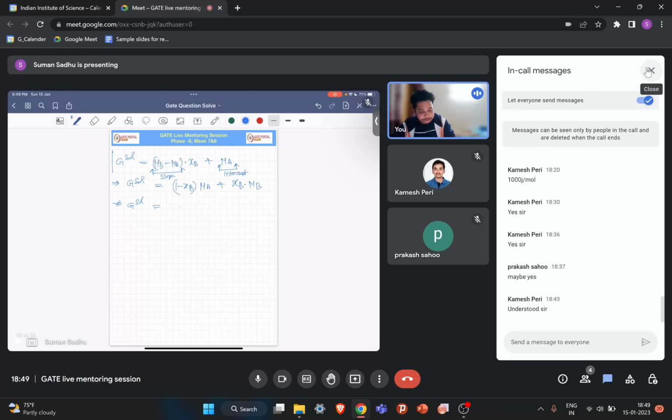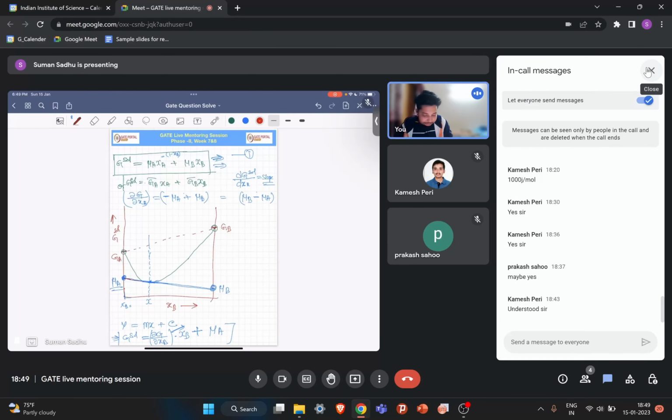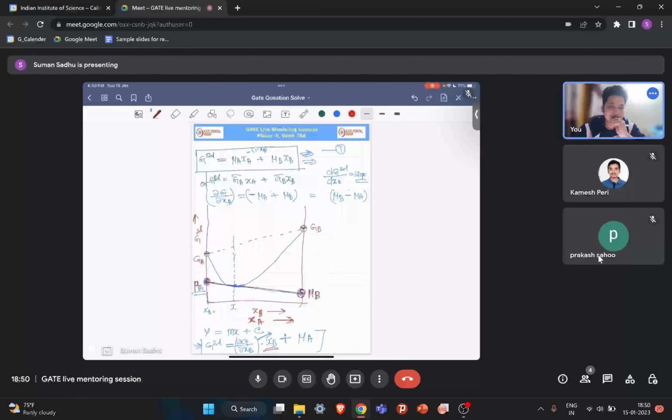When we write it in linear form, we get that our intercept is mu A and the slope is mu B minus mu A. So when this line intersects at the pure A side, the value of the intercept is mu A, so this point is mu A. Similarly, if you plot in terms of xA instead of xB, on this side we get the intercept as mu B. So now you understand why this intercept is mu A and this intercept is mu B. Everyone understood? Any doubt?